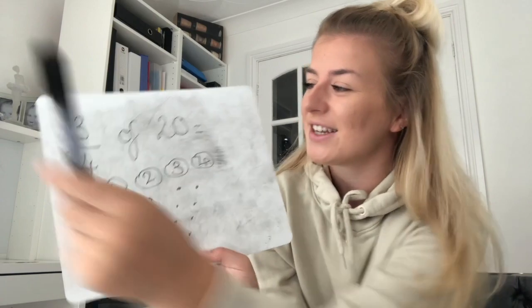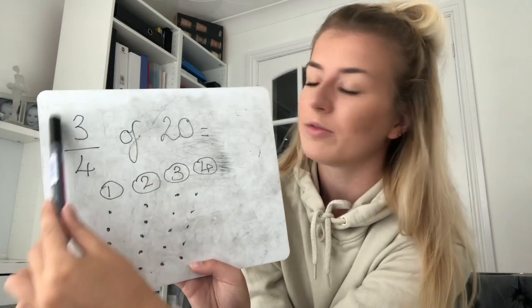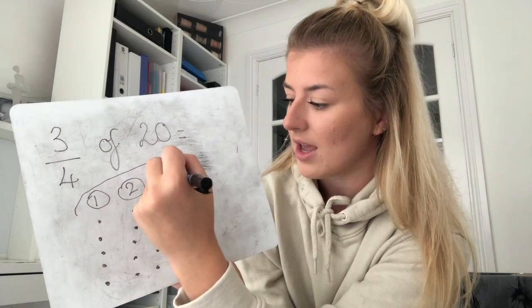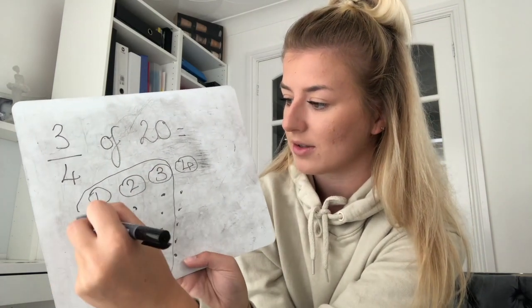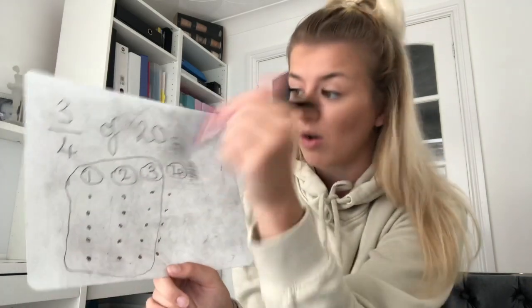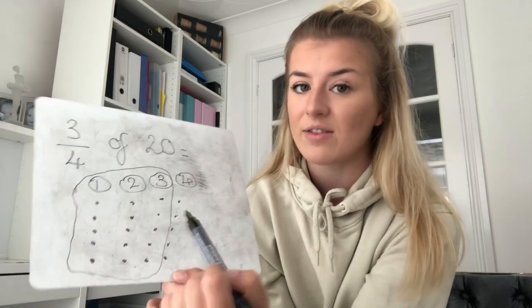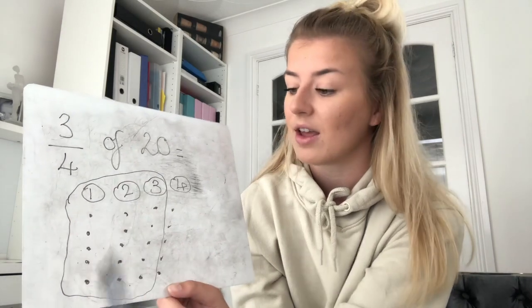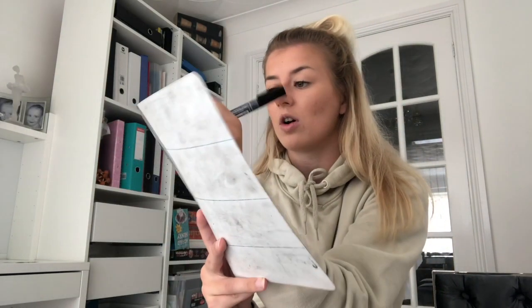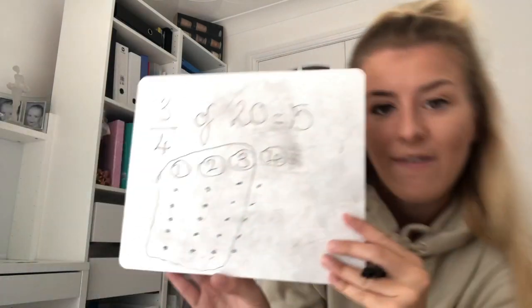Let's have a look at the numerator. So the numerator is the number of parts that we need to look at. Okay, so I'm going to circle 3 of my parts. Okay, so 1, 2, 3, 4, 5. I'm not going to count all the dots because I know that there's 5 in each group this time, so I'm going to count in 5s. So 5, 10, 15. 3/4 of 20 is 15.